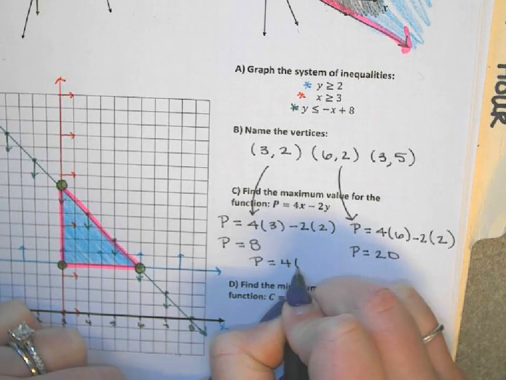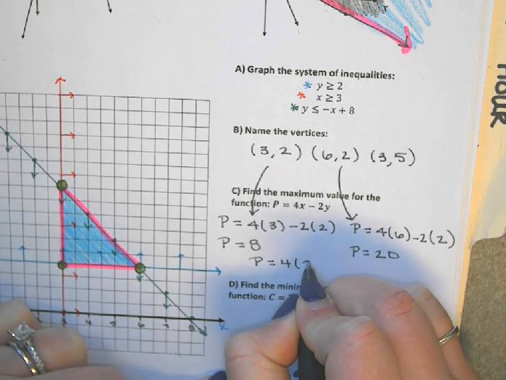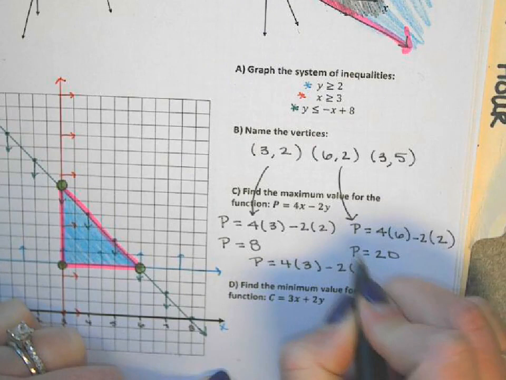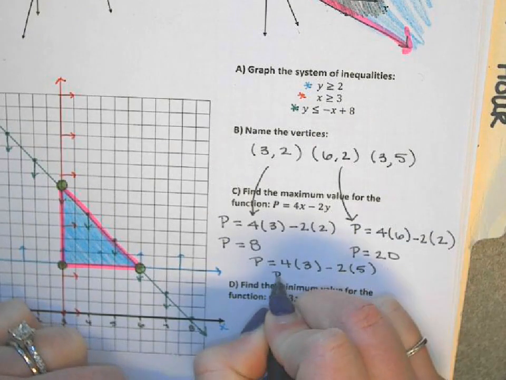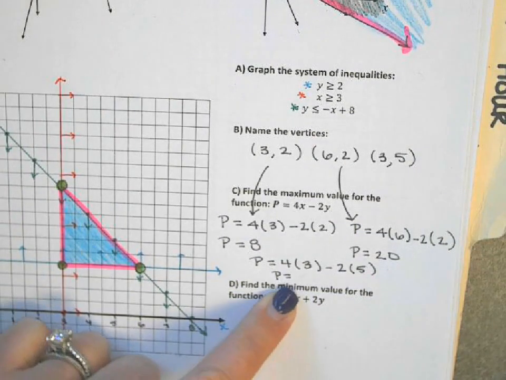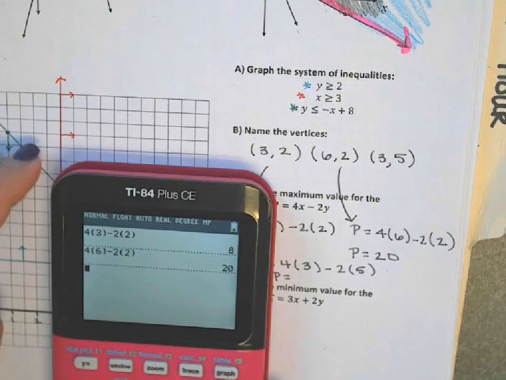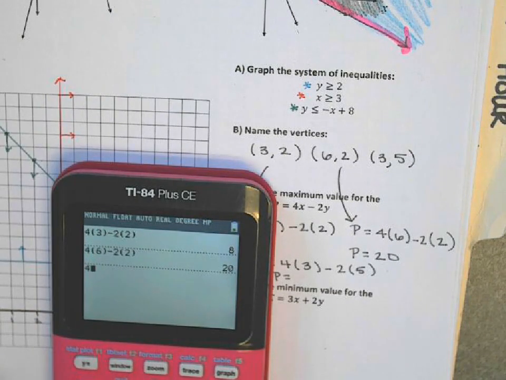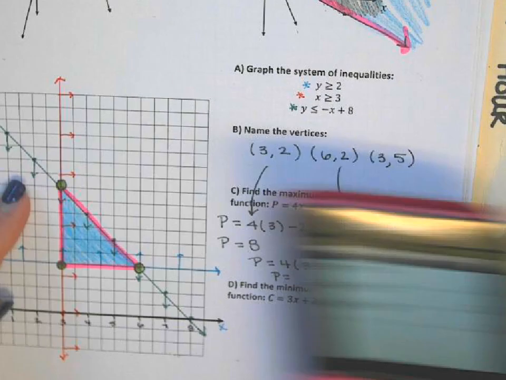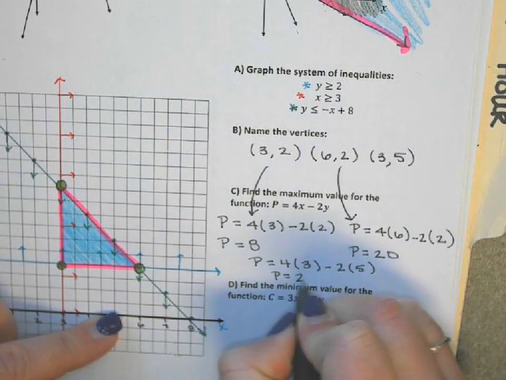So 4 times x is 3 minus 2 times the y is 5. Let's figure out what that profit's going to be. Again, plug it in your calculator. 4 times 3 minus 2 times 5. That profit's going to be 2.